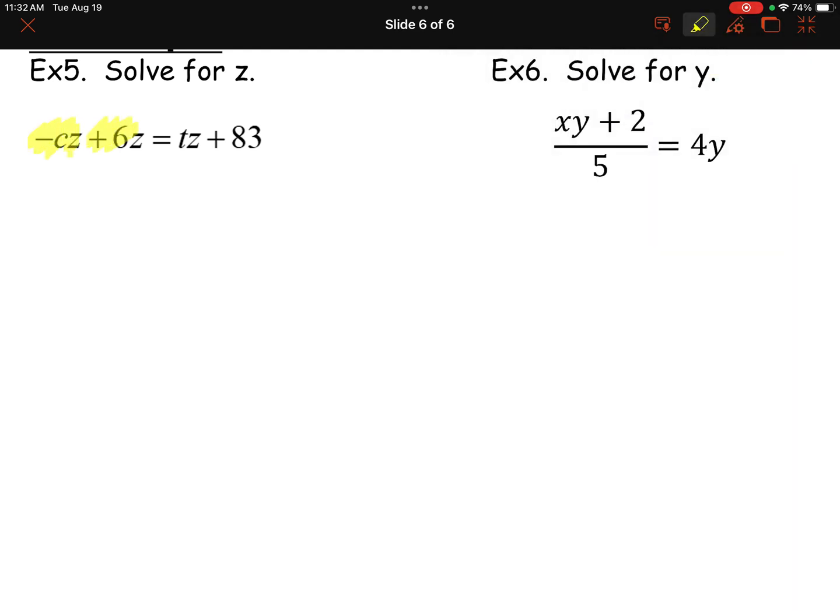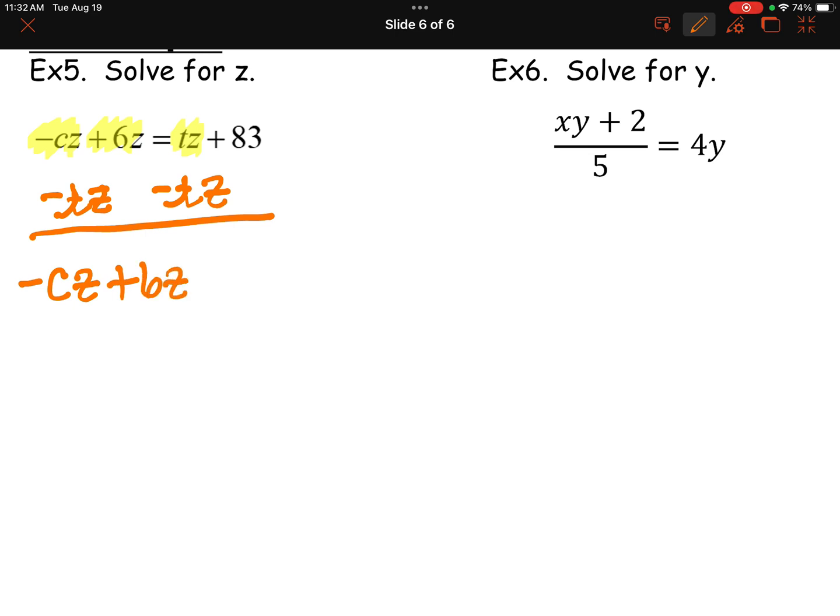So if I'm solving for z, I quickly realize I have 3 different terms that have z in them. So the first thing I have to do is get all the terms with z to the same side. So I'm going to subtract that tz. So now I have negative cz plus 6z minus tz equals 83.